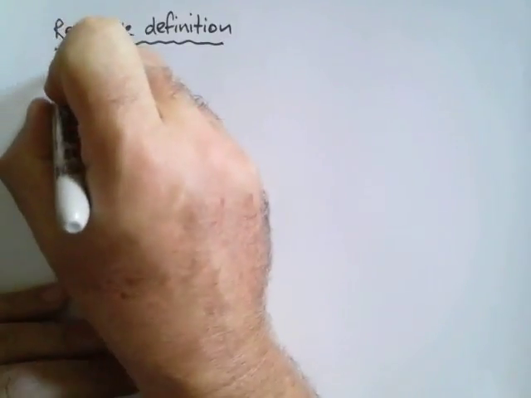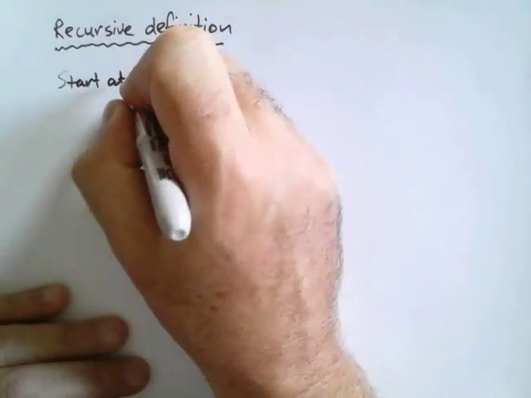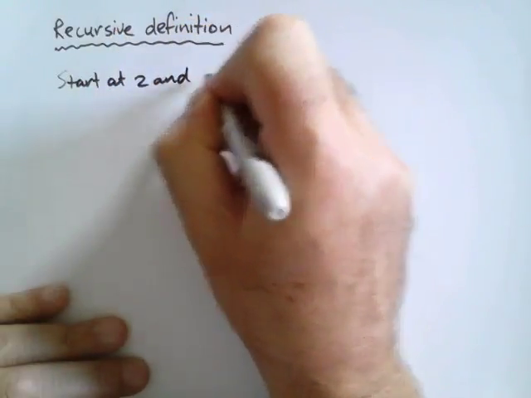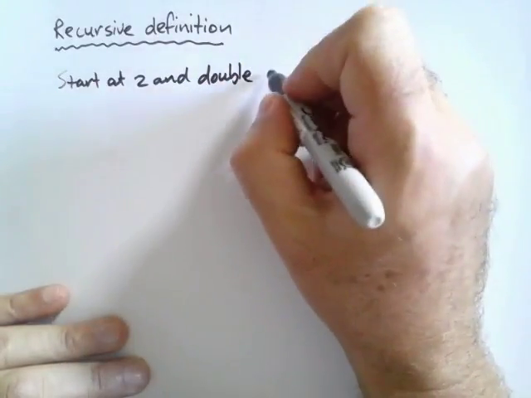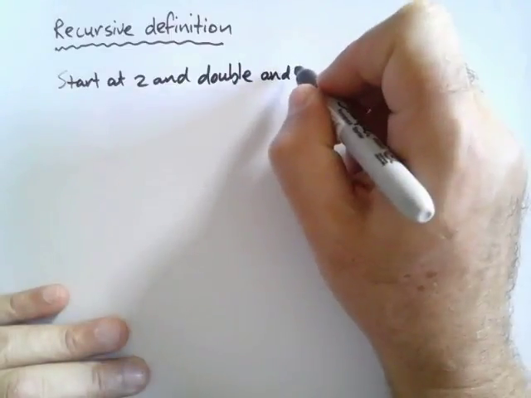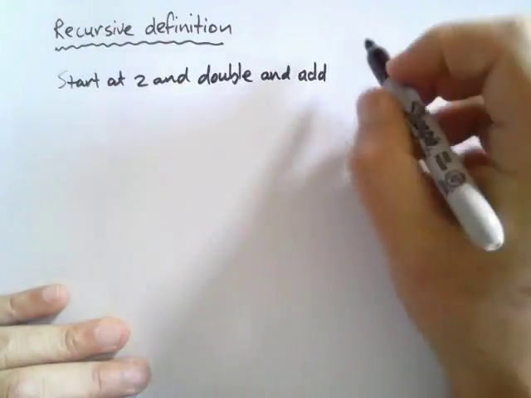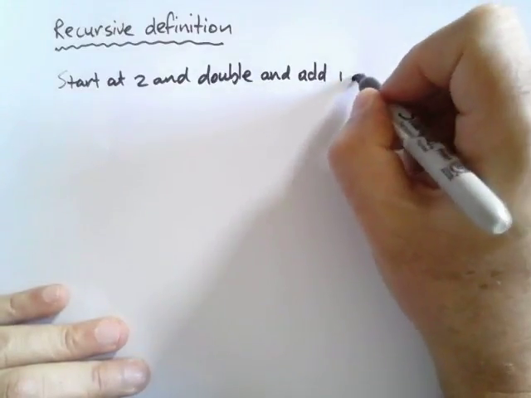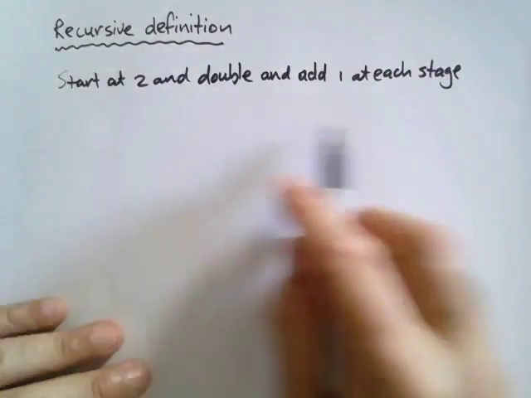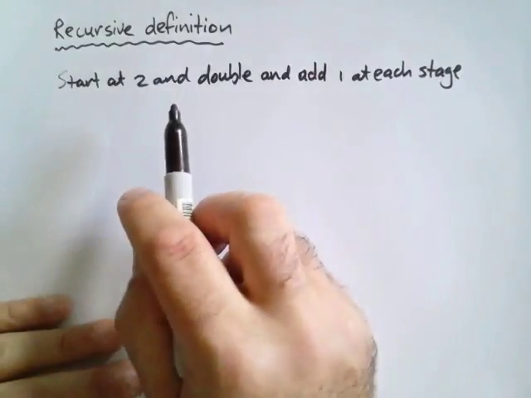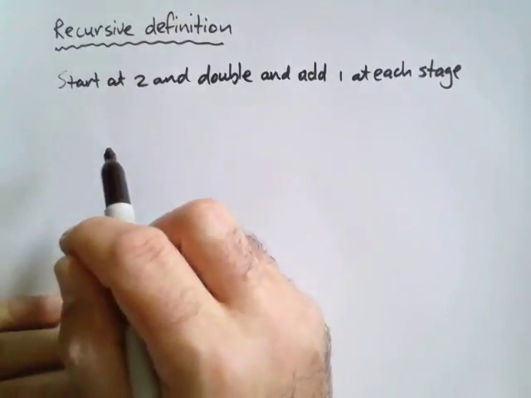So let's say we start at 2 and double that number and add 1, and add 1 at each stage. This will be a recursive definition because the next one depends on the previous term.